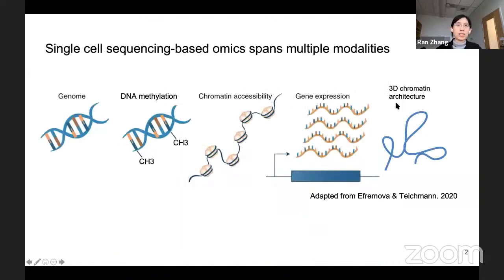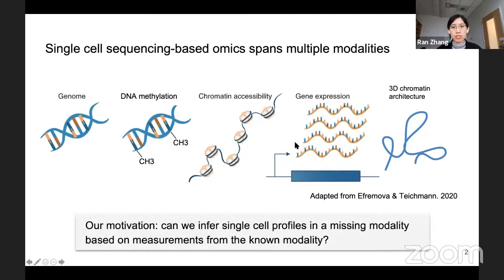So single-cell sequencing-based omics spans multiple modalities. Each data assay or data modality here captures a unique aspect of single-cell regulation. However, in most single-cell assays, only one type of activity can be captured for a specific cell. In order to gain a more complete knowledge of a particular cell, we ask if we can infer the missing cell profile in the missing modality based on the measurements from the known modality.